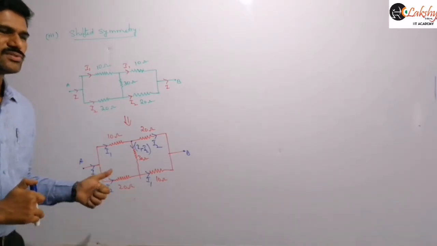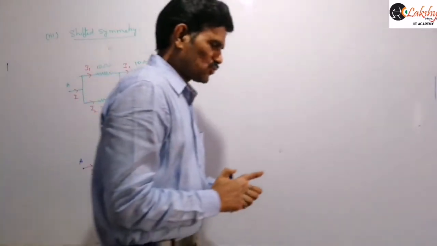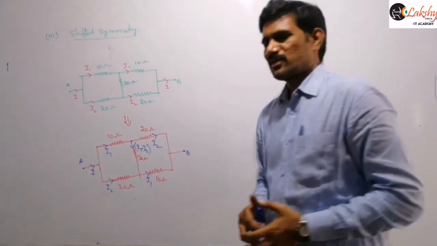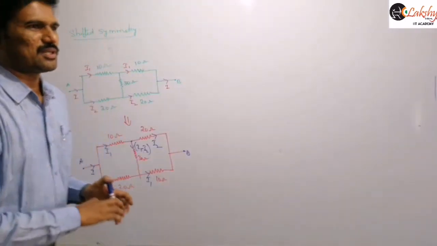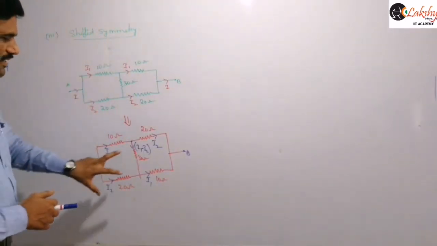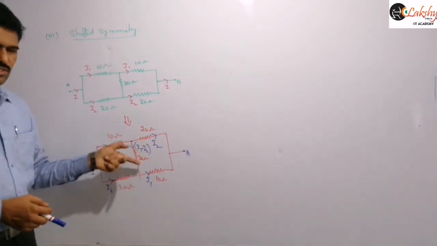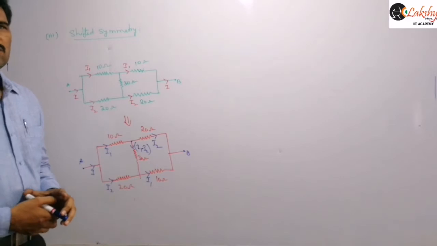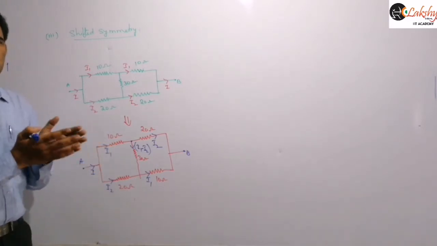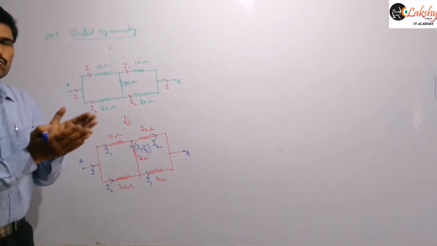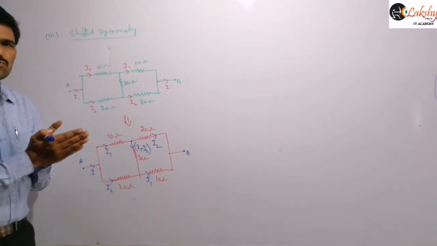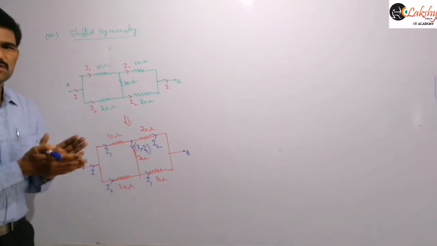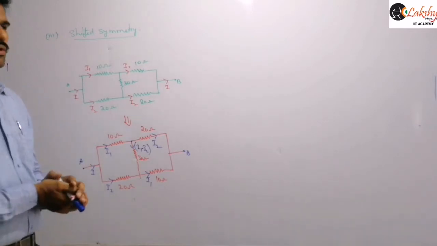Now such circuits are said to be in shifted symmetry. Shifted symmetry means if we interchange these two resistors, then we should get a balanced Wheatstone bridge. So by interchanging two resistors in the given combination, if you are getting a balanced Wheatstone bridge, then we can call the circuit as being in shifted symmetry.